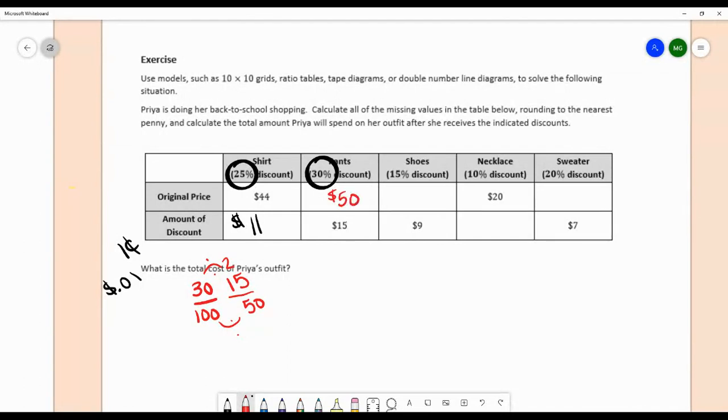If you would have reduced that right away, you would have had 3 over 10 because you would have canceled one of those. And then you would have had 15. And you would have had to say, how do I get from 3 to 15? And you would say times 5. And 10 times 5 is 50. So either way works. Okay, let's take a look at the shoes.